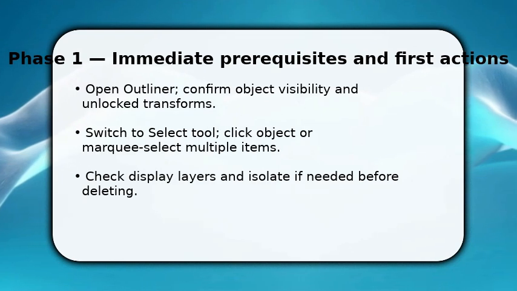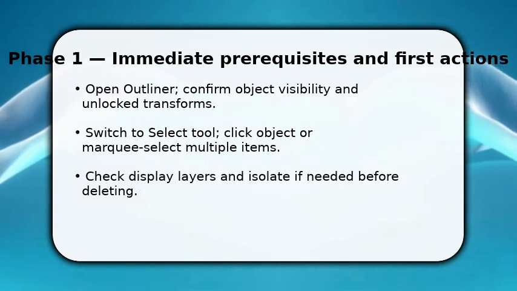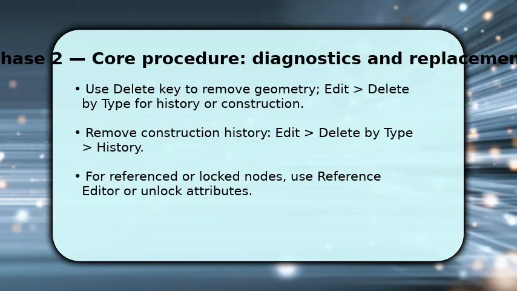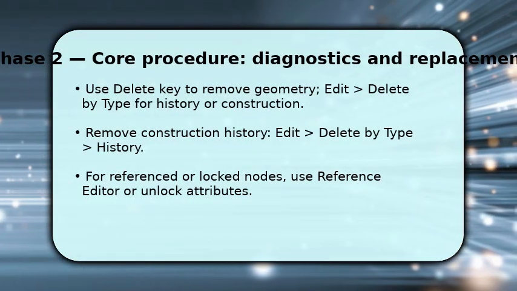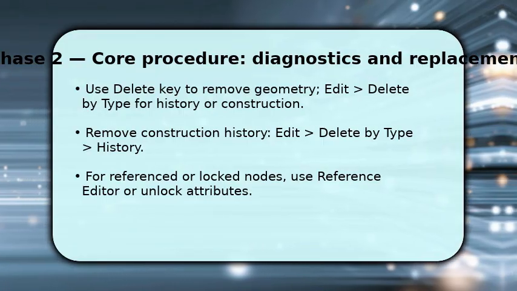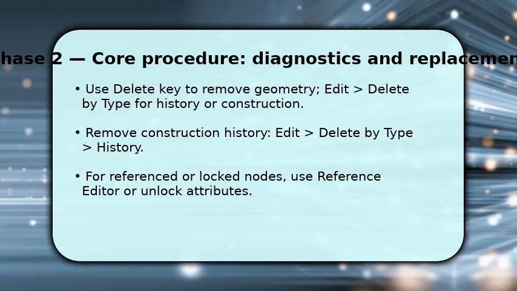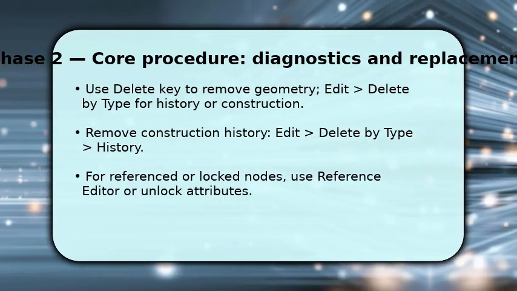With selection ready, press Delete to remove geometry quickly. This handles the visible transform node. If your object has construction history, choose Edit > Delete by Type > History to clean up related nodes. For transforms tied to constraints, delete the constraint node first so you don't orphan controls.